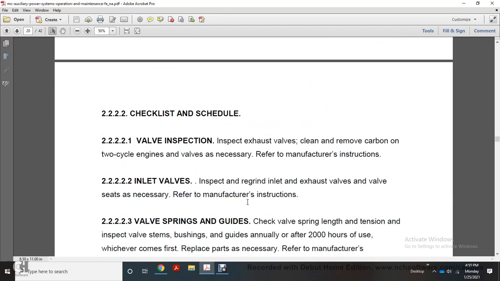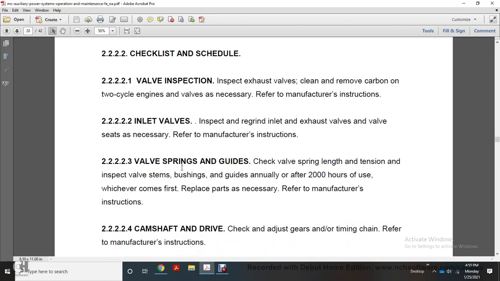Checklist inspection schedule. Valve inspection: inspect the exhaust valve, and clean and remove the carbon on the 2-cycle engine valve if necessary. Refer to manufacturer instruction. Inlet valves: inspect, and regrind inlet and exhaust valve seats if necessary. Refer to manufacturer instruction.